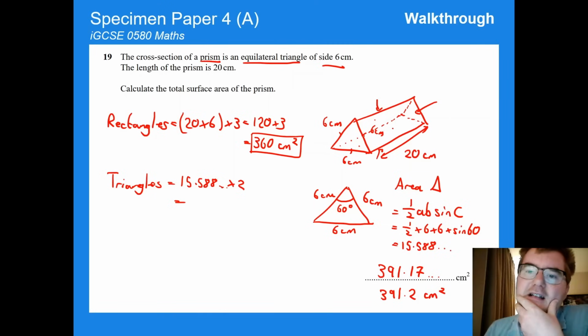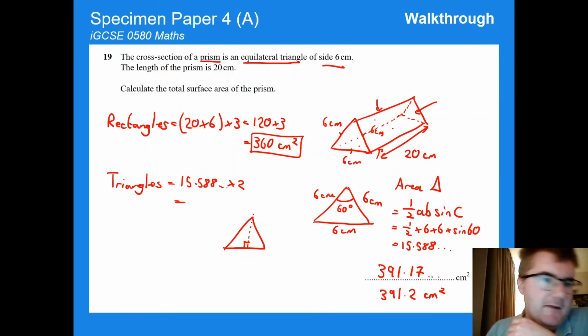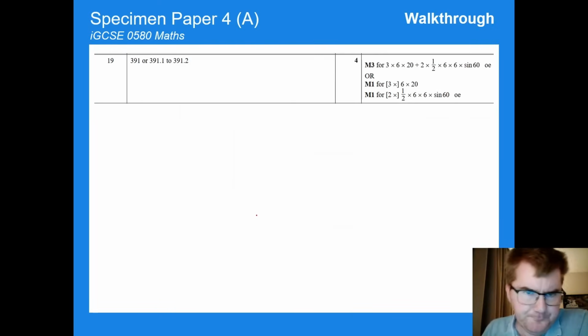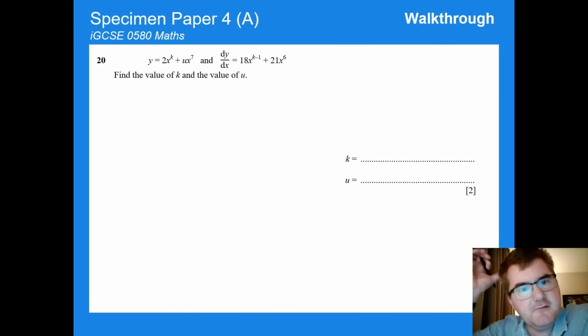Okay, the tricky part is actually working out the triangles. Alternatively, what you could have done for the triangles is split it into 2 and done a perpendicular and then used half base times height by Pythagoras. That was the alternative here. Okay, so you can see the mark scheme there. On to question 20.